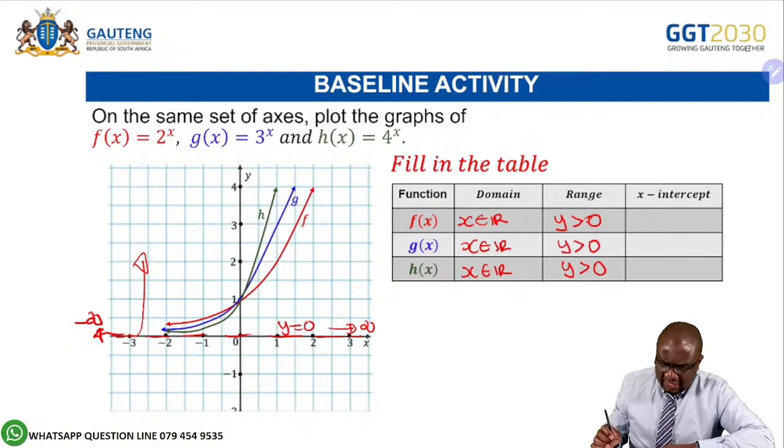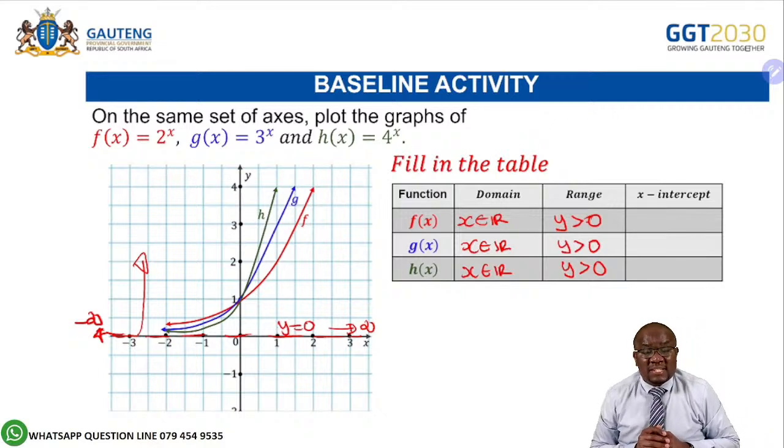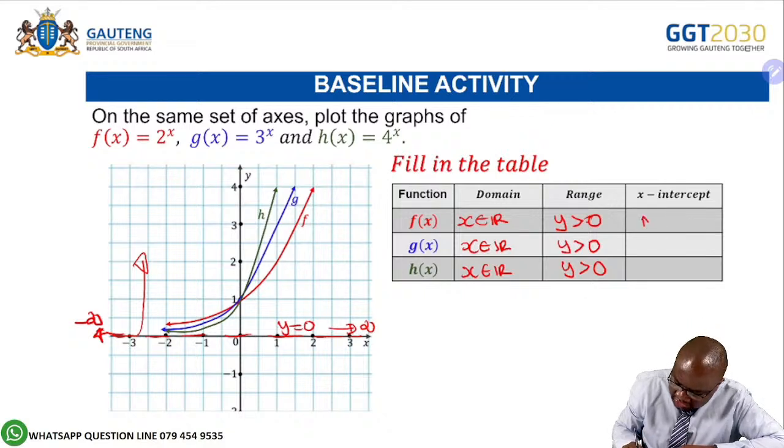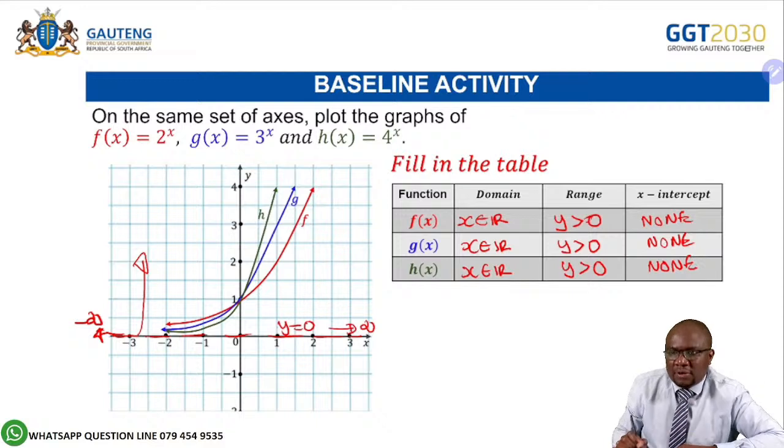Right, and then the x-intercept. Do you see anywhere where the graph cuts the x-axis? The three of them? No way, isn't it? So they are not cutting the x-axis, so there's no x-intercept. No x-intercept. Okay, right.